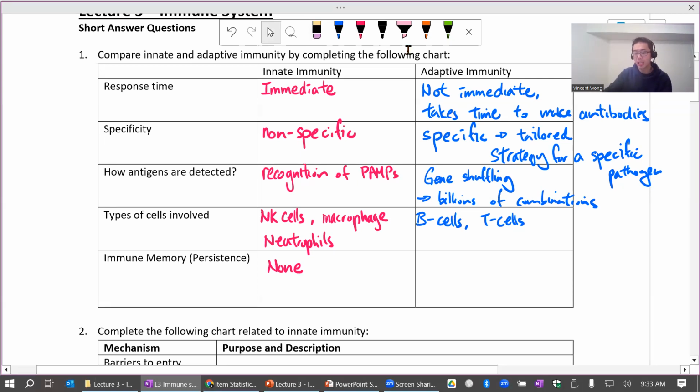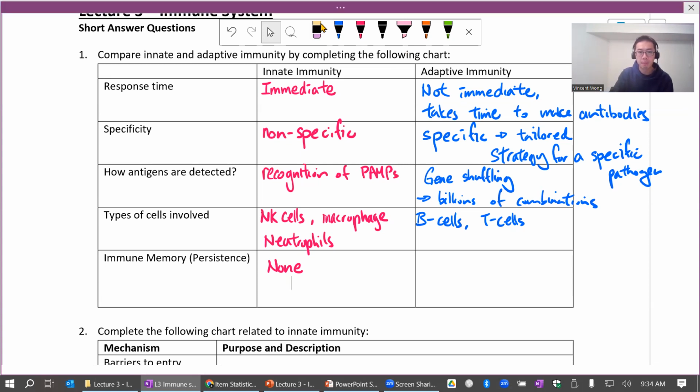Every time you encounter the thing again, tomorrow, if you touch a dirty surface and you eat chips with your hands again, you're gonna have to fight them off all over again. The innate immunity doesn't remember what it fought off previously.